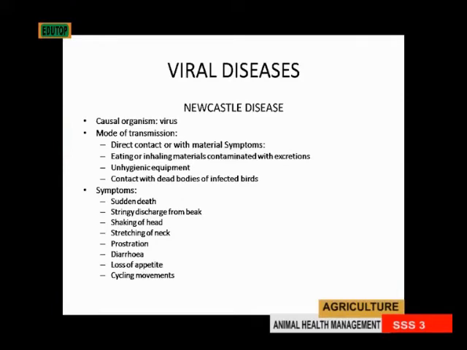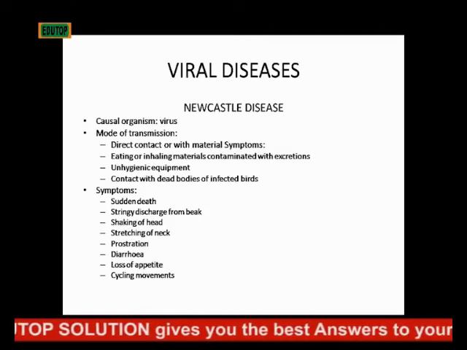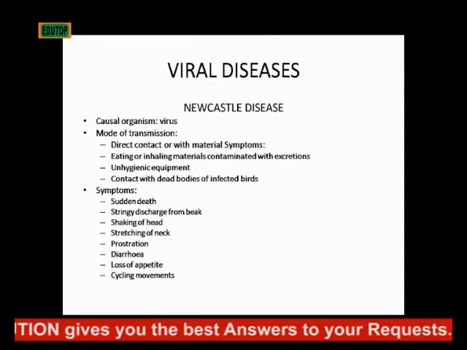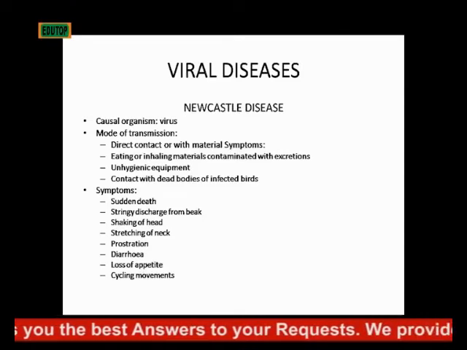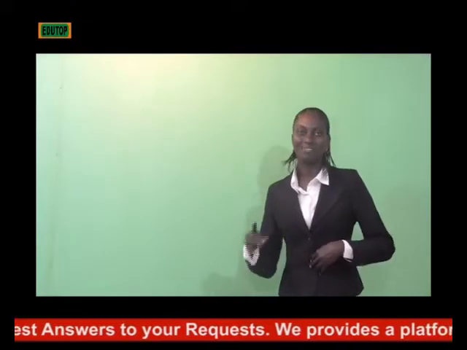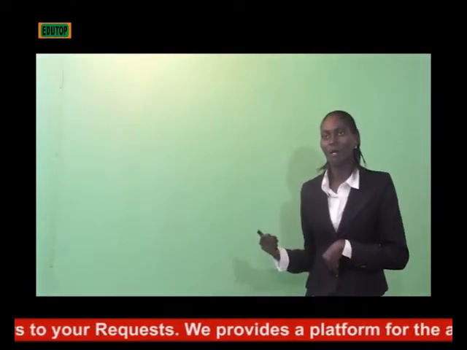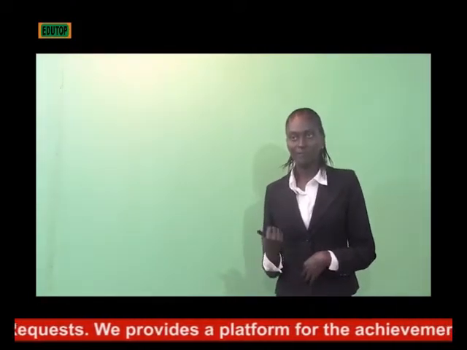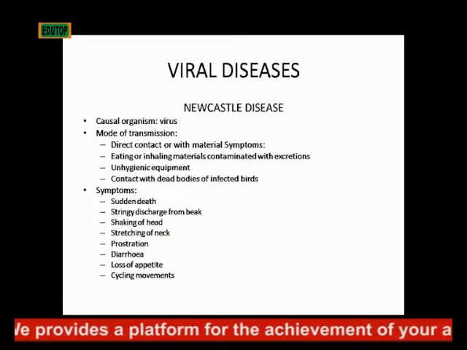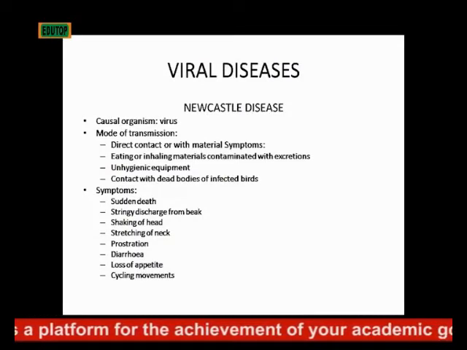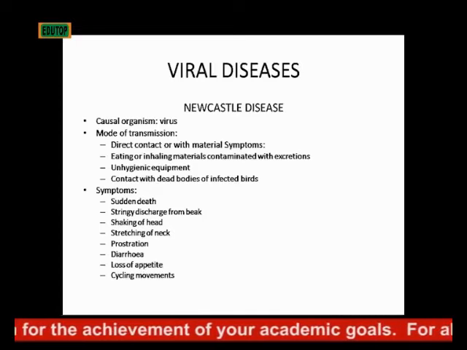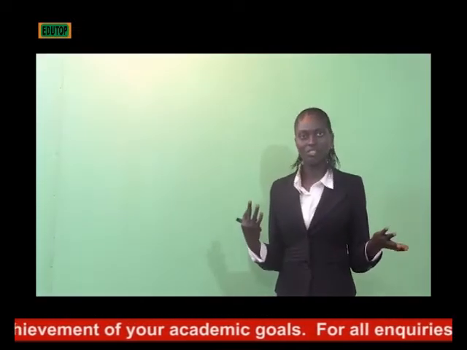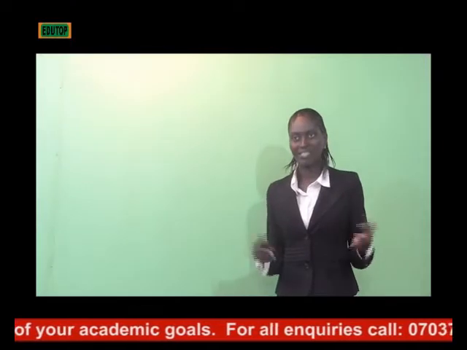The next is Newcastle disease. It's also caused by a virus, and the mode of transmission is also direct contact or contaminated material. Once an animal has direct contact with an infected animal or the materials from that infected animal, the animal will become infected. The symptoms include sudden death. Sudden death is a symptom where you didn't notice anything strange about the animal before, and you just discover that it's dead.